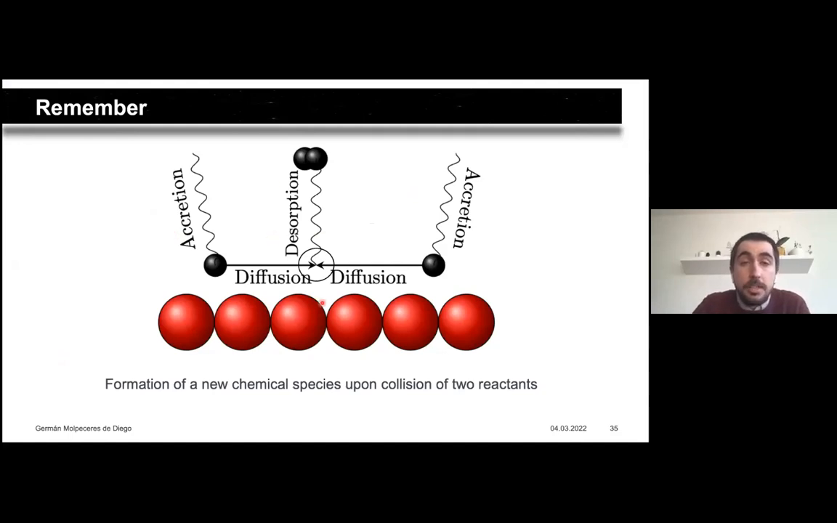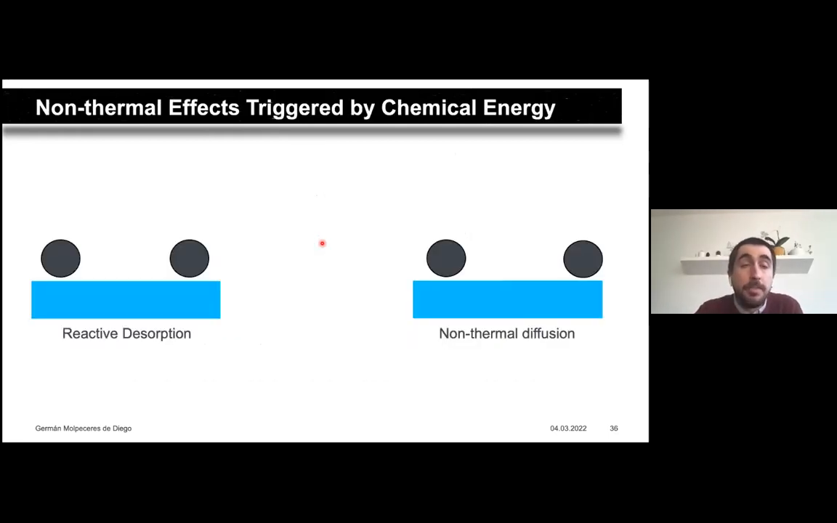A reaction is what happens when two diffusing particles meet, in which a new chemical species is formed. And I will focus here on how the PH radical, one of the simplest phosphorus-bearing molecules, is formed on interstellar ices. But before that, let me introduce some new concepts. One is reactive desorption and non-thermal diffusion.